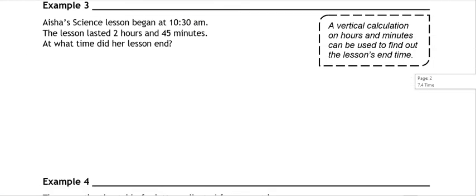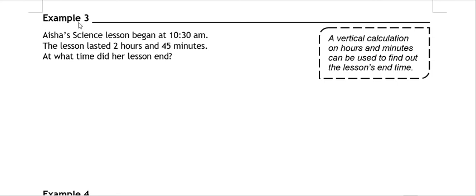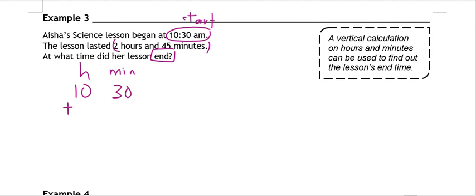Now let's move on to the third one. Example 3: Aisha's science lesson began at 10:30 a.m. and the lesson lasted 2 hours and 45 minutes. Here you are given the start time, but the end time you will look for. So using the same idea, the start time is 10:30, and you add 2 hours 45 minutes, because you are going to find the end, so you have to add.